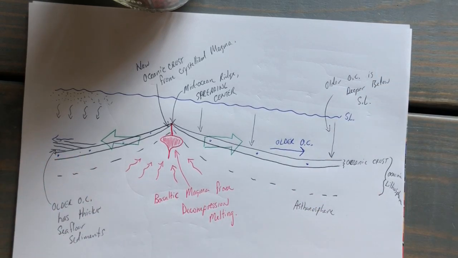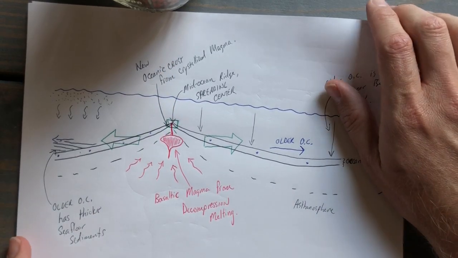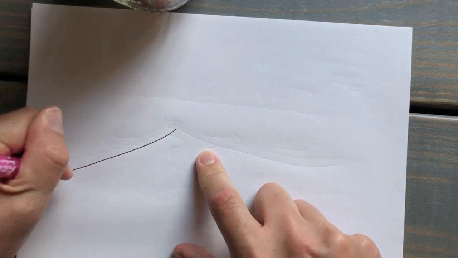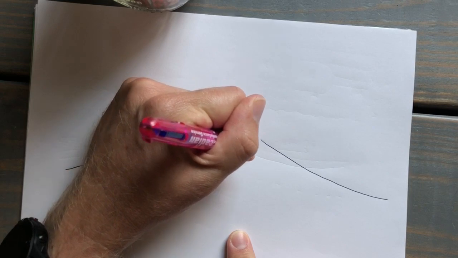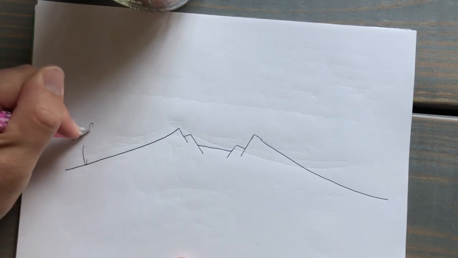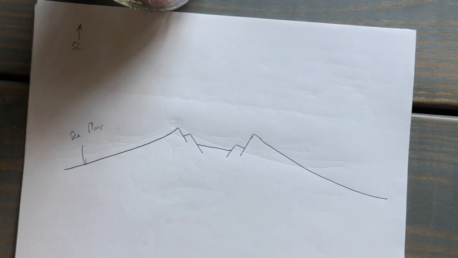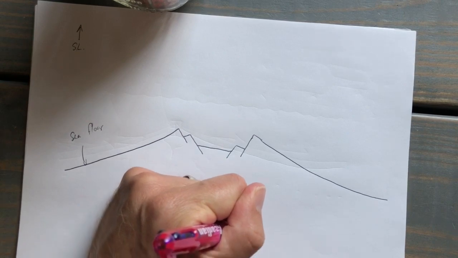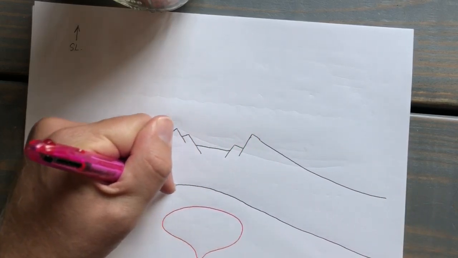I'm going to now zoom in to this area, and we're going to talk about some things that occur on a much smaller scale, although they're quite large. So I'm going to draw that mid-ocean ridge. So there's the mid-ocean ridge. This is the sea floor. Sea level is up there. We're really at a zoomed in view. Let's draw in our body of magma and the base of the oceanic crust.